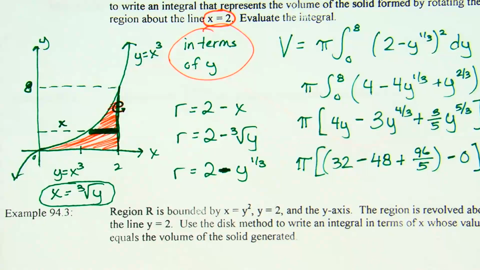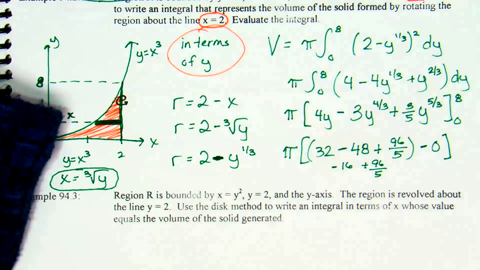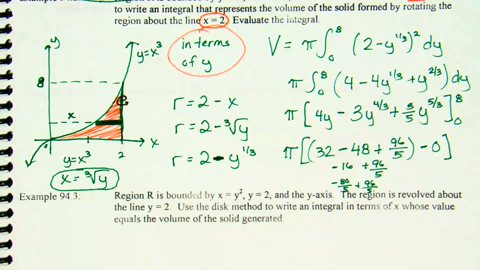Well, if I'm sticking with no calculator, 32 minus 48 is negative 16. But I still have to add 96/5. The easiest way to add negative 16 and 96/5 would be a common denominator of 5. What is 16 in terms of fifths? 80/5. So negative 80/5 plus 96/5 is going to be 16/5 times the pi out front. Makes it 16 pi over 5, or 16/5 pi, if you will, units cubed.